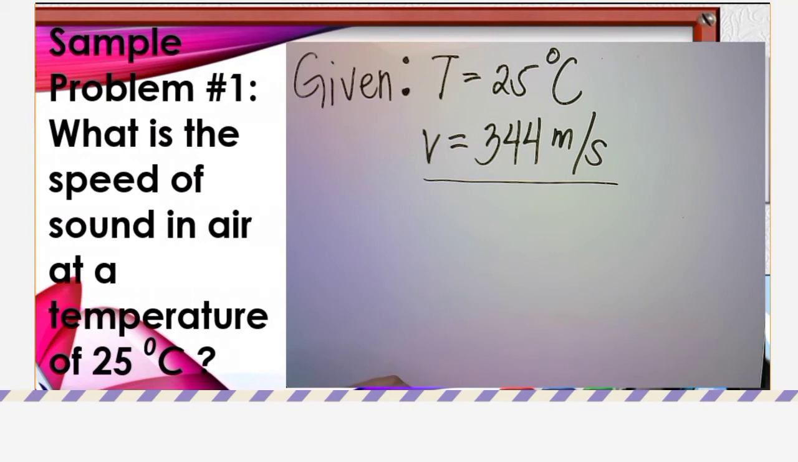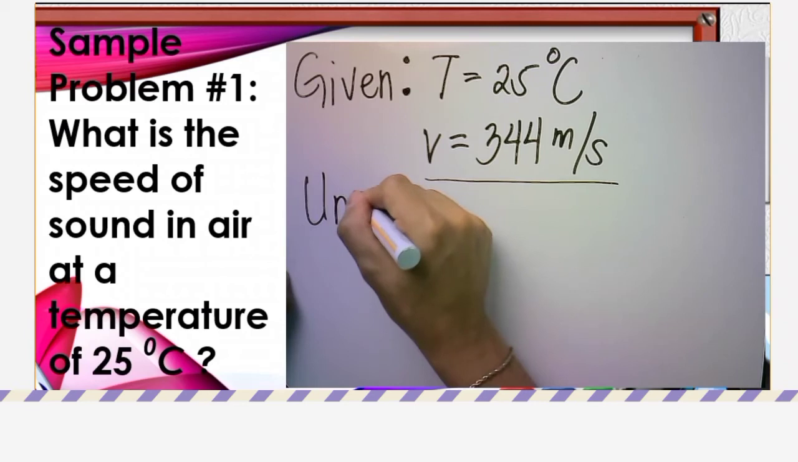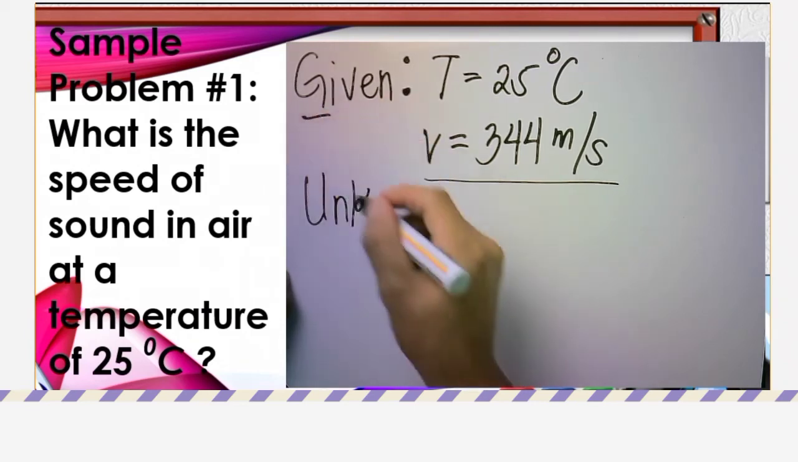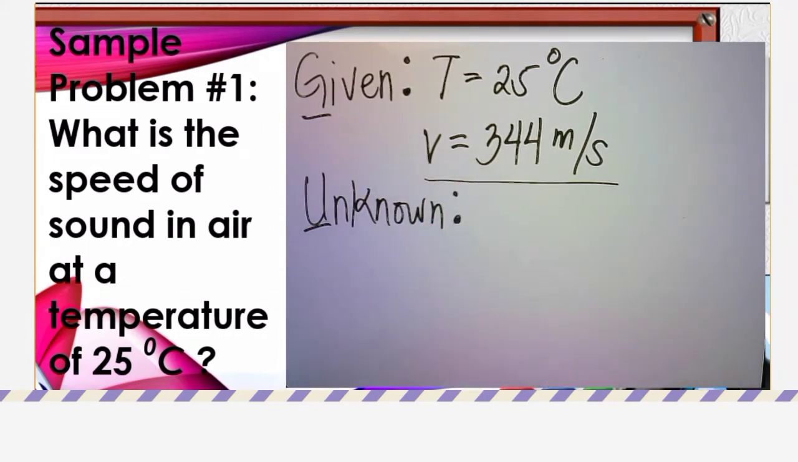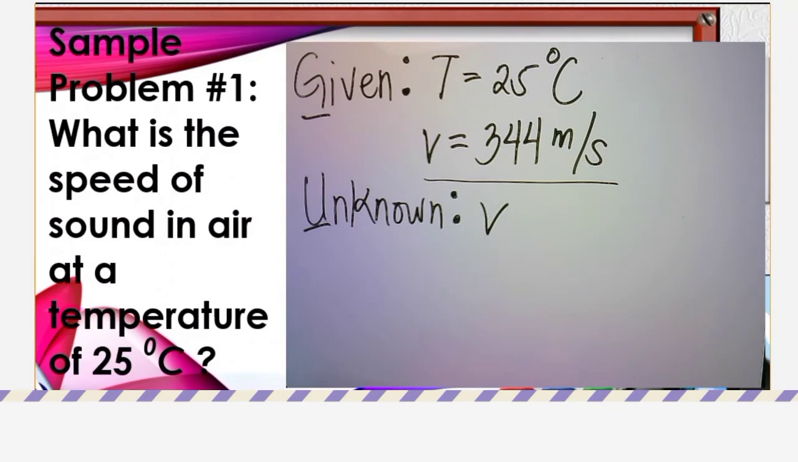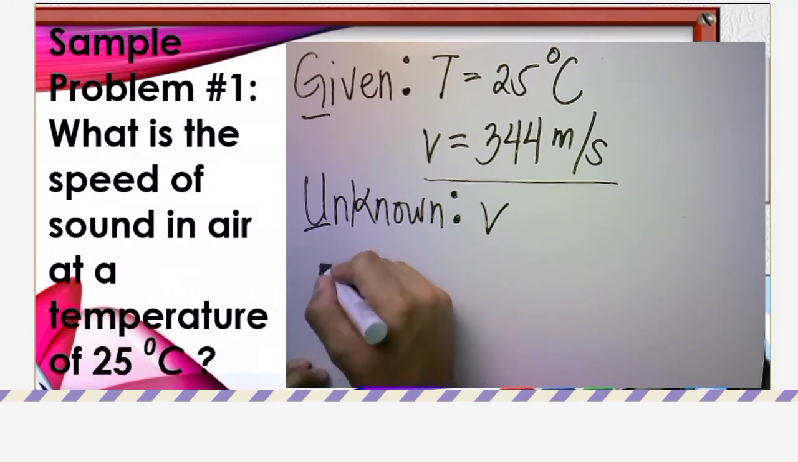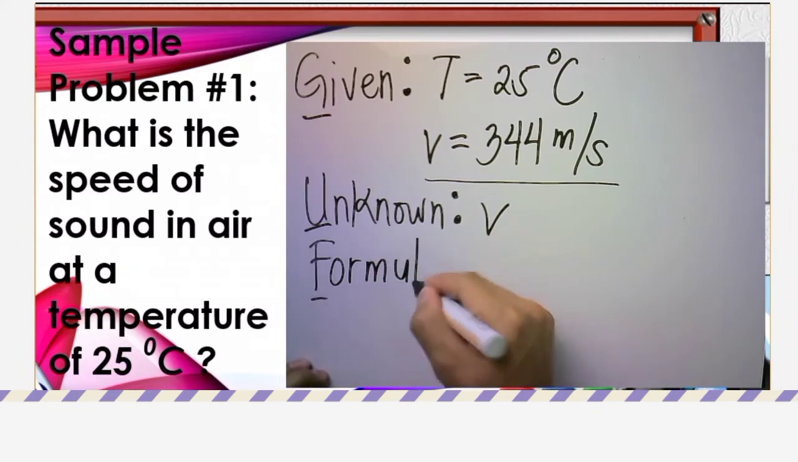What is next? That is unknown. U. We have the G given, U unknown. So what is missing in this computation class? The missing in this computation, because we are asked to know the speed of sound. So that is small v. Do not forget that. Now, how about the next one? What is our formula? F, formula.